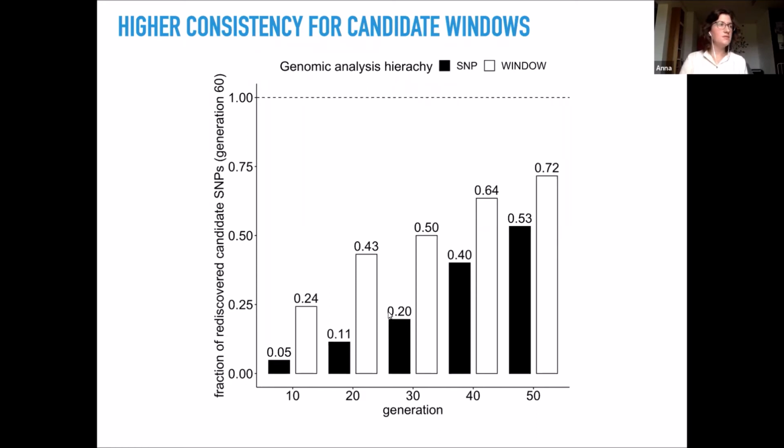And what is really easy to see here is that the window bars are always higher than the SNP bars.